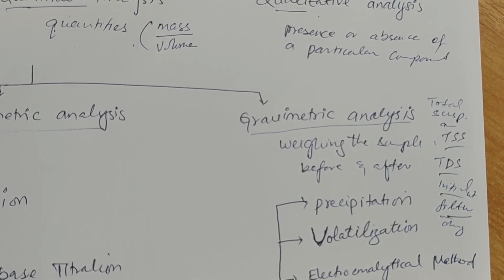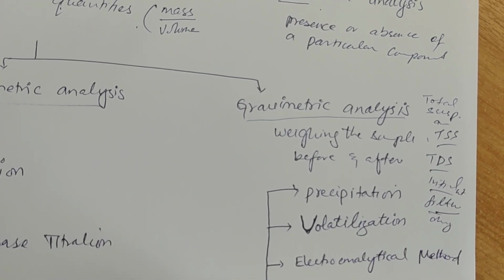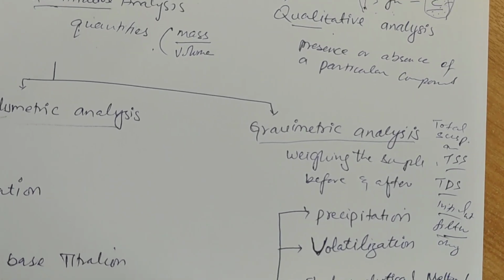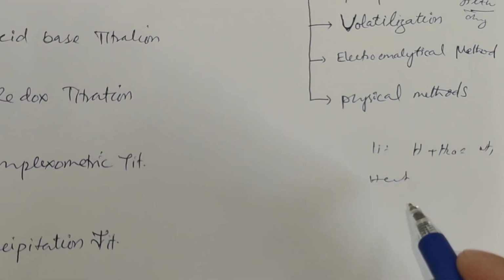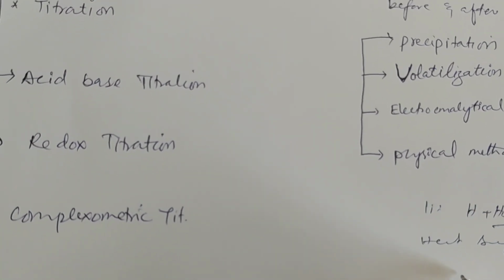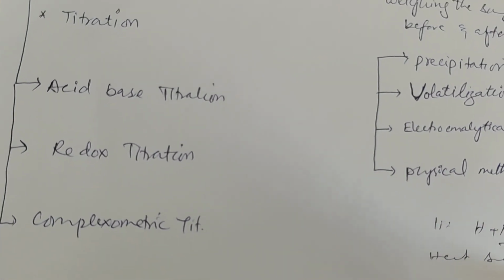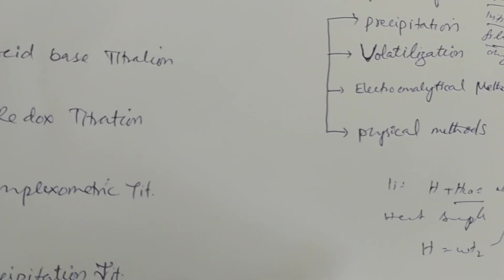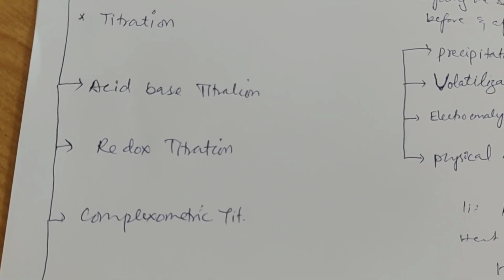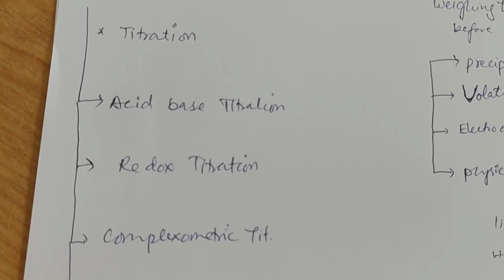After heating, the water will evaporate and the remaining hydrate's weight will be measured. Initially we have hydrate plus H2O, that is weight 1. Then we heat the sample, the water will evaporate and the leftover hydrate will be weight 2. The difference between the initial weight and the final weight will be the determination of a certain component, measuring the mass or weight of the component.